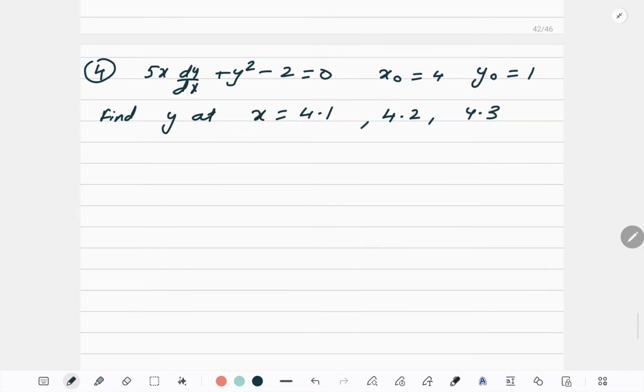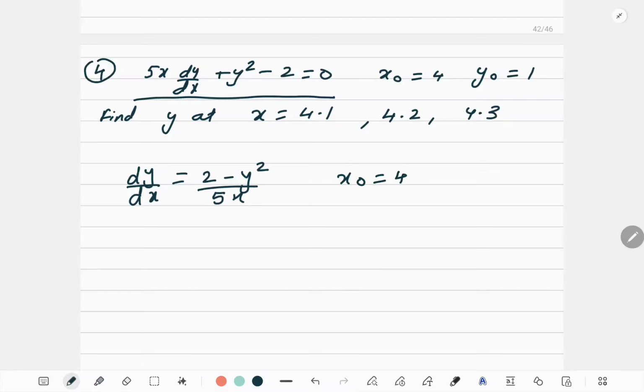Now look at this question. Here they have given the differential equation in this format. So reduce it to the normal format. So dy by dx is equal to 2 minus y square upon 5x. Okay, now let us start. What is x0? x0 is 4 and y0 is equal to 1. Now the first derivative is 2 minus y square upon 5x.